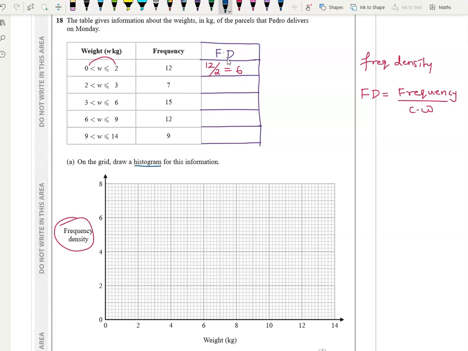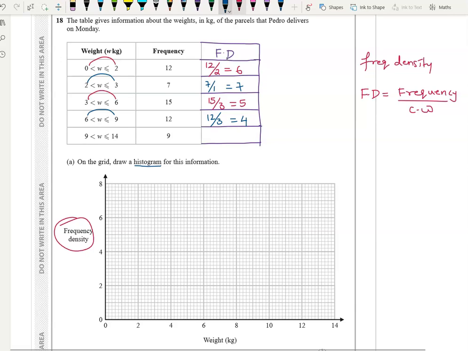For the next group, the frequency is 7. Divide by 3 minus 2. The width of the class is 1. So your answer is 7. Your frequency is 15, divided by class width 6 minus 3, that is 3. So 15 divided by 3 is 5. Next one is 12 divided by 9 minus 6, again it is 3, so 12 divided by 3, so frequency density is 4.